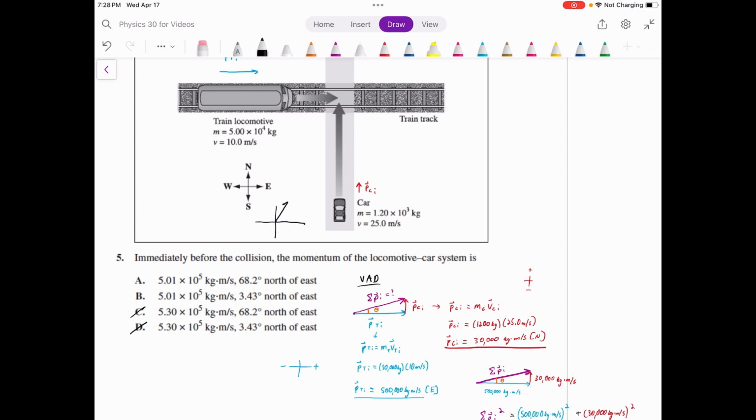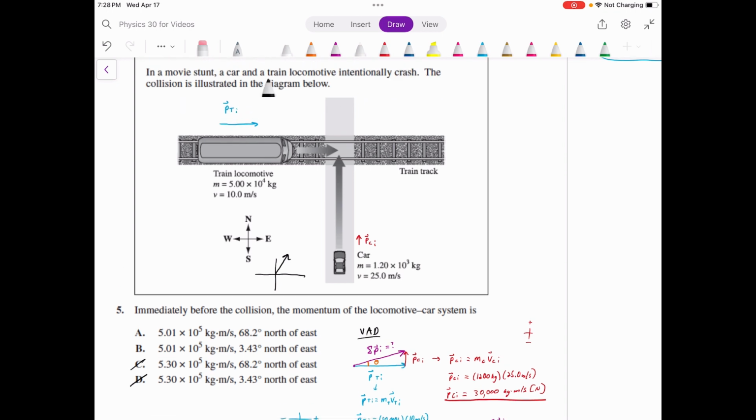That means it's closer to north than it is to east, meaning that most of the momentum in the system is to the north, right? Meaning the y component is bigger than the x component. Well, that doesn't make any sense. We know the train has way more momentum than the car. So we can honestly eliminate A, right?